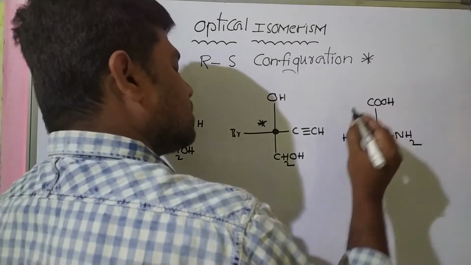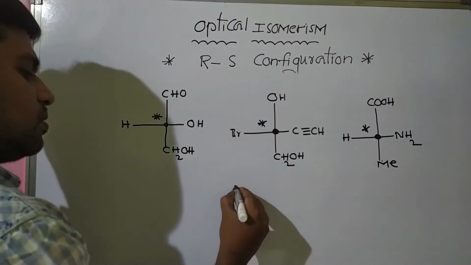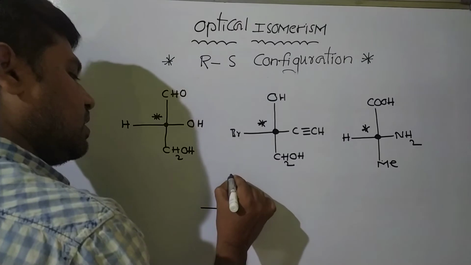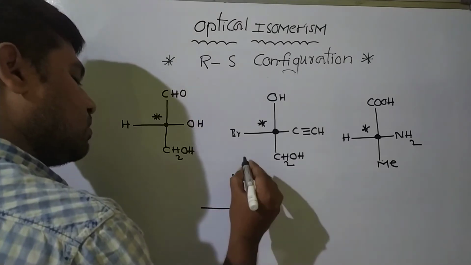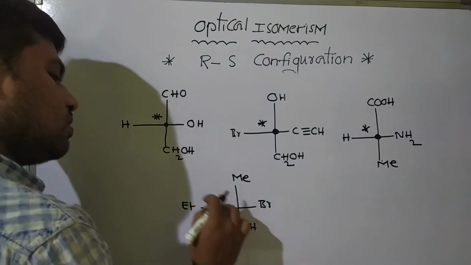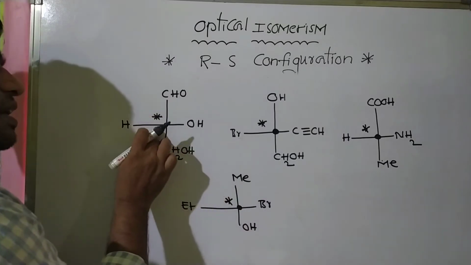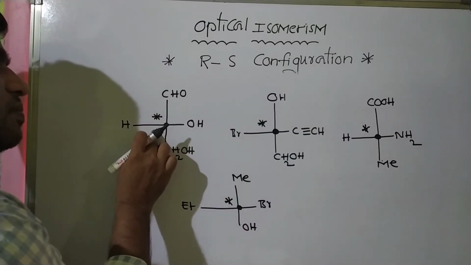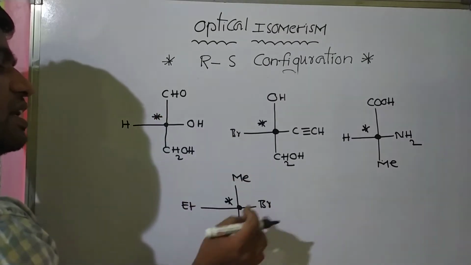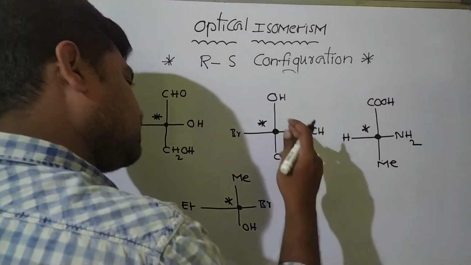Okay, students. Okay, please note. And some other examples. Here bromine atom. Here methyl group. Here ethyl group. Here OH. So these are all chiral carbons. Chiral carbon means the sp3 hybridized carbon with 4 different groups is called chiral carbon. Okay, students. Please note immediately.